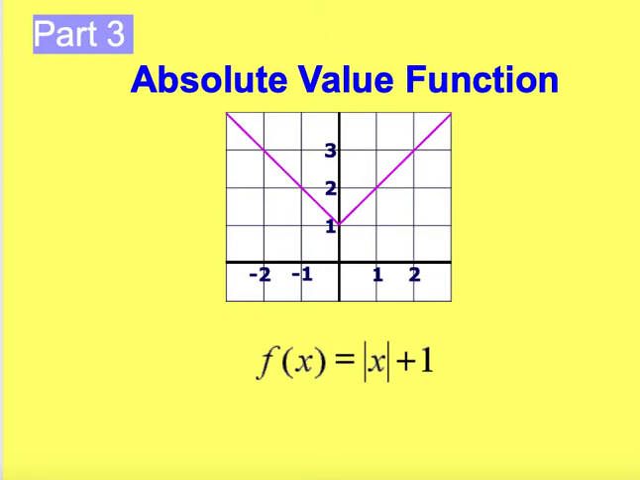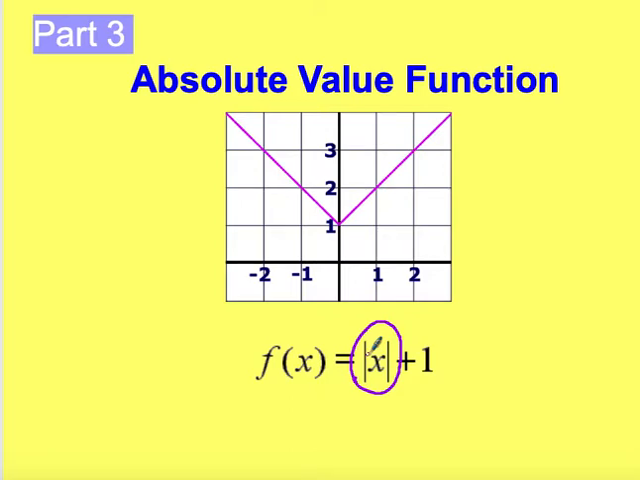Special functions. Today's special function is going to be the absolute value function. As you can see from this example that I've given you, we're looking at the function as being the absolute value of x plus 1. In this function, when graphed, you get this V shape. The reason that V shape occurs is because you're taking the absolute value of numbers, which takes any of those negative values and makes them positive.